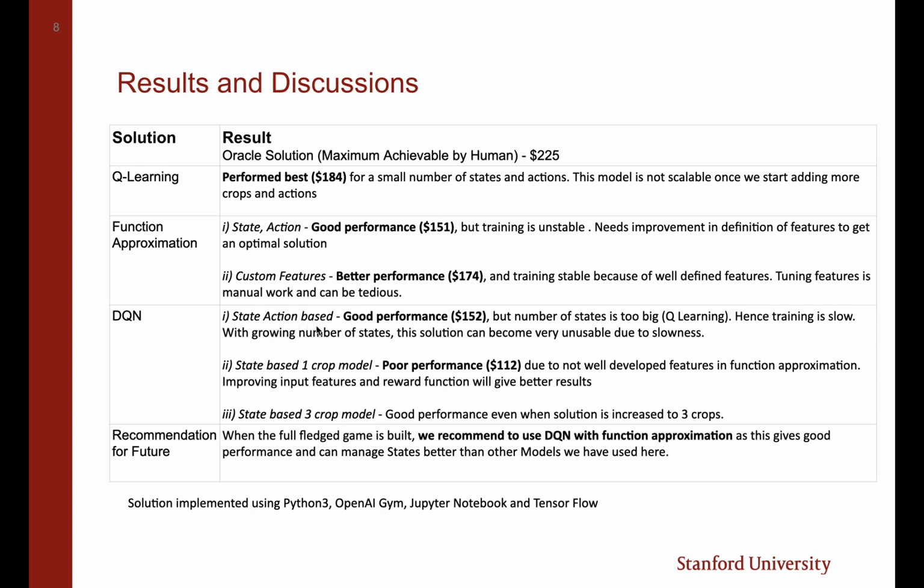In a state-based action model, DQN performed well at $152, but the number of states is too big because the money and the labor units are part of the model, and hence the training becomes very slow. So once we started to use function approximation, a state-based one-crop model, the performance was poor at $112, mainly because of the features that we picked. So there's manual labor involved to pick the right features. We also tried the model with 3 crops, and the model performed really well.